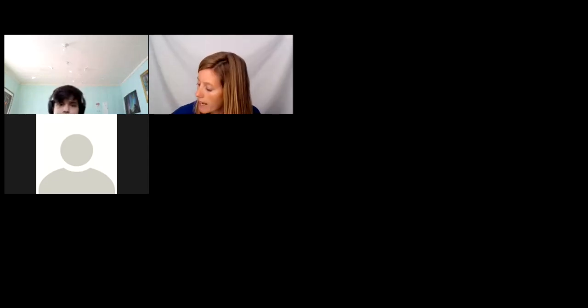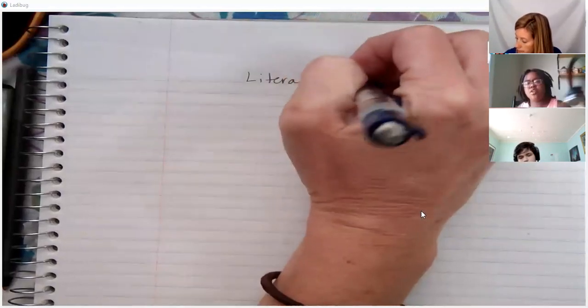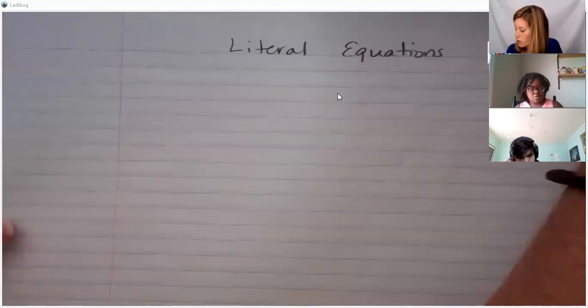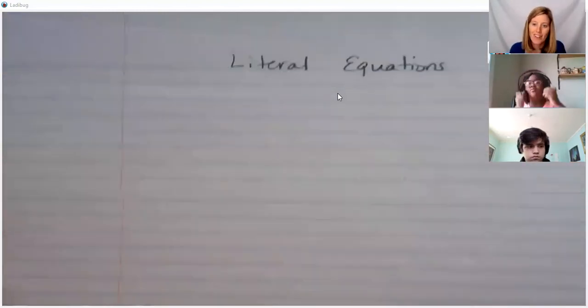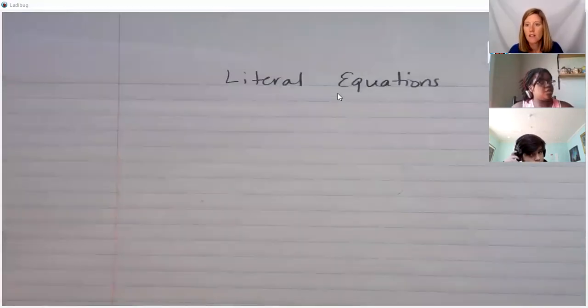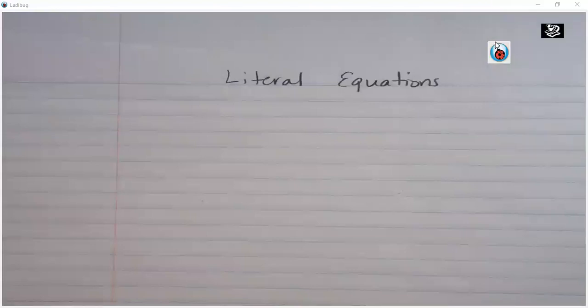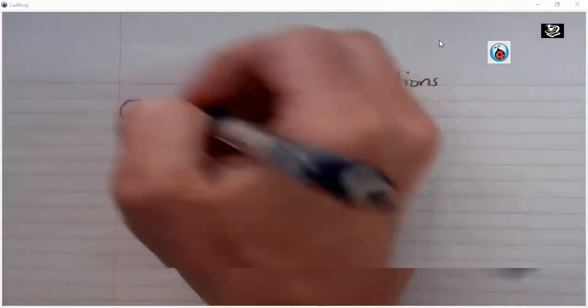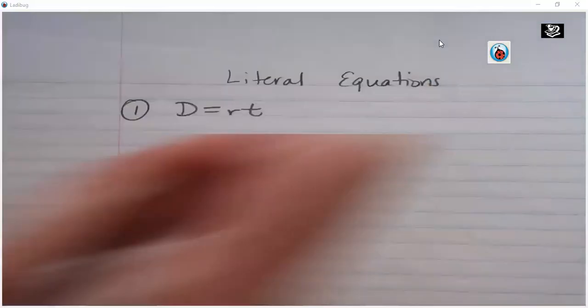All right, so today's lesson is on literal equations. Literal equations don't have numbers. Well, a few of them do. Most of them have just all letters, but you do them the same. So here's our first example. D equals RT.